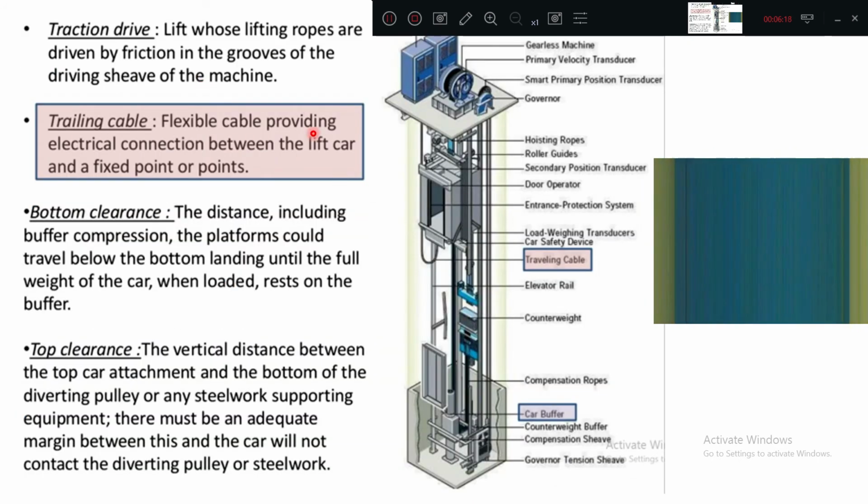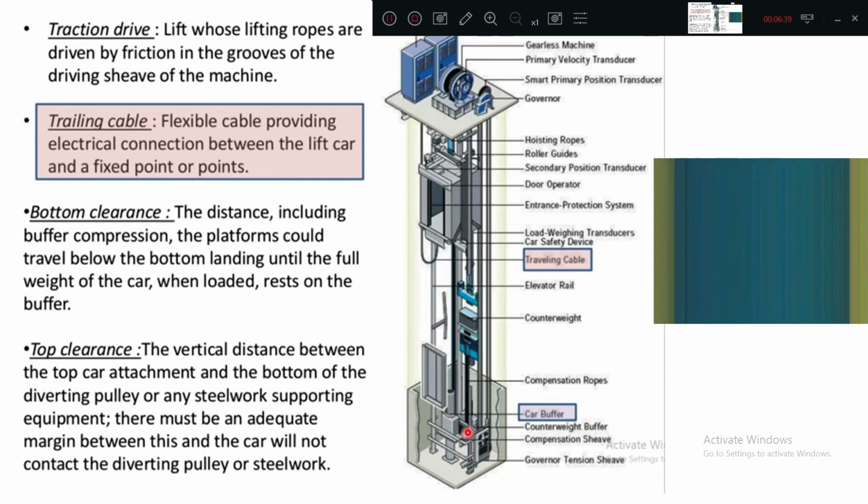Okay, so don't go into the detailed complication. This is only to understand what the things are. Traction drive: this total assembly, the driving portion, is called the traction drive. Trailing cable: the cable attached to this car for electrical connection. Here it is. Okay, so this is called the trailing cable.